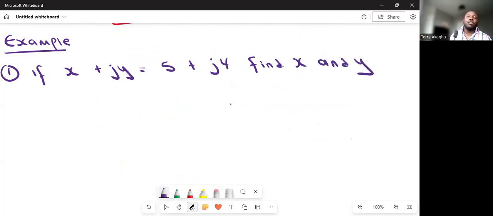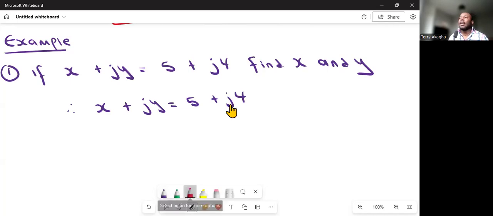Now, this is pretty much straightforward. We're told that these two are equal, so x plus jy is equal to 5 plus j4. For this to be equal, the real part has to be the same. So that means x must be equal to what? 5.